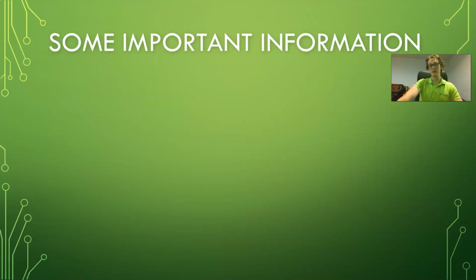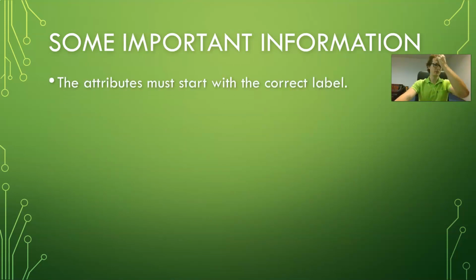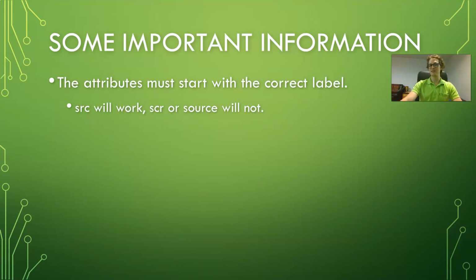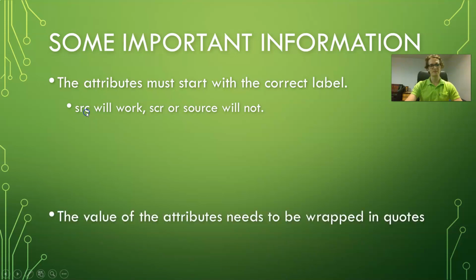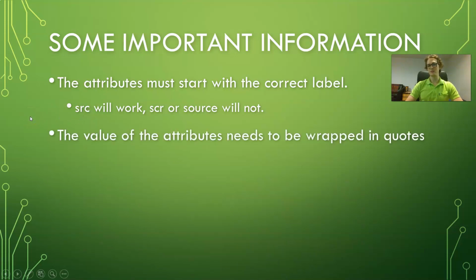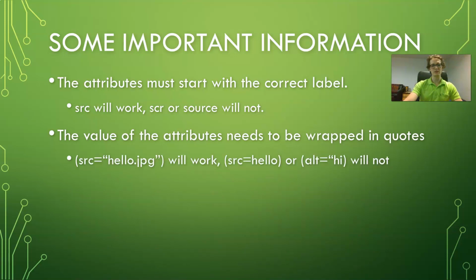Okay, some important information. The attributes must start with the correct label. So for instance, src will work, but scr or source will not. Okay, so you guys need to be very careful. It must be src. Nothing else is going to work. The value of the attributes needs to be wrapped in quotes. So for example, src equals quote hello.jpg close quote. That will work. This example without the quotes will not work, or this example with only half the quotes will also not work.